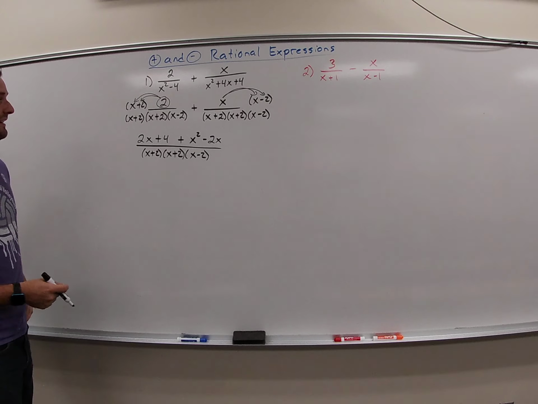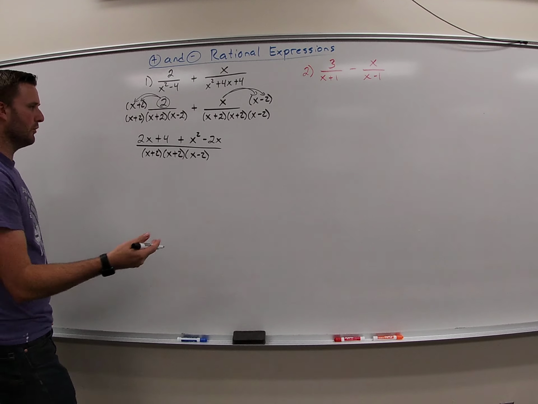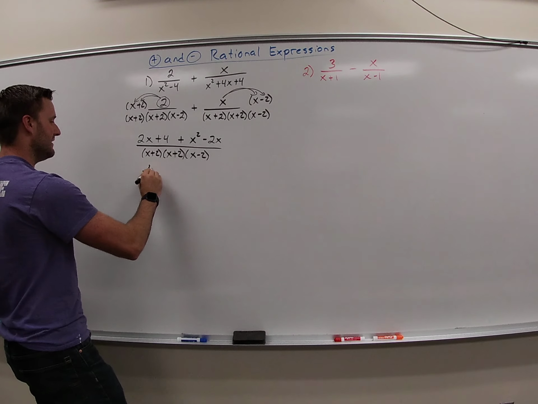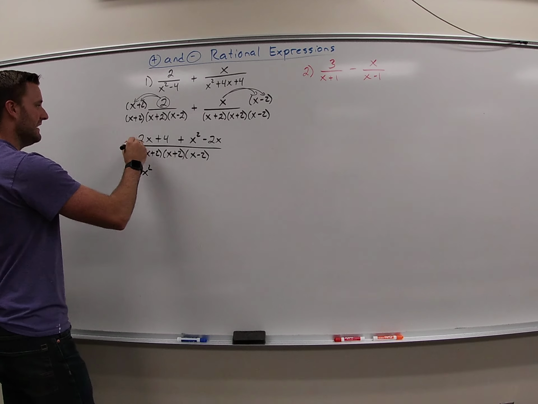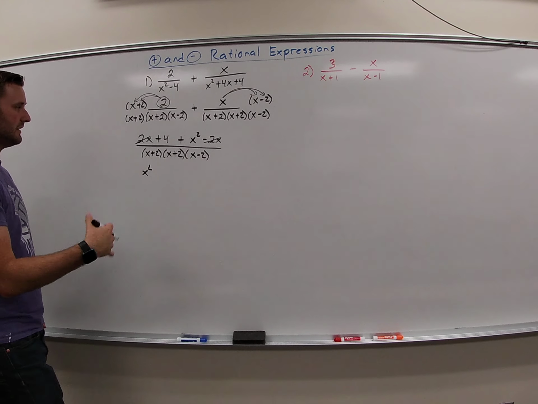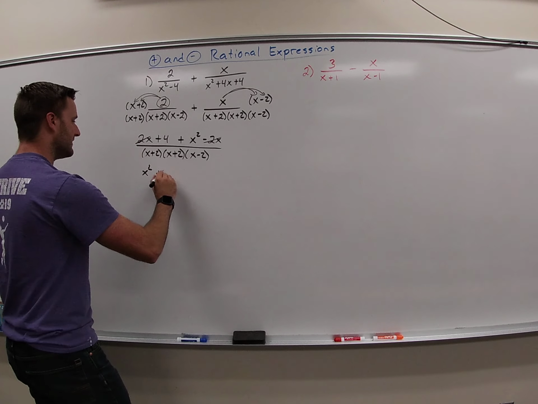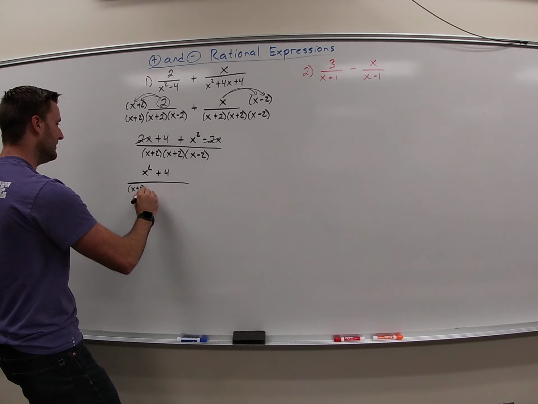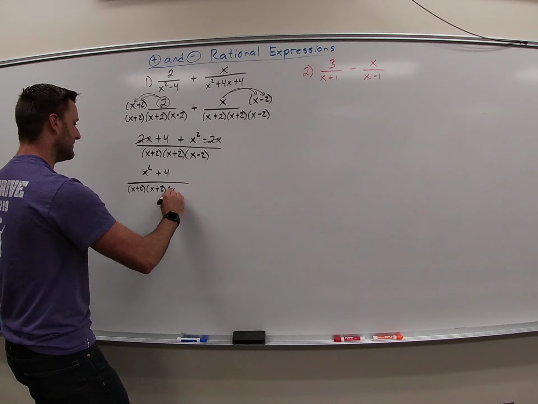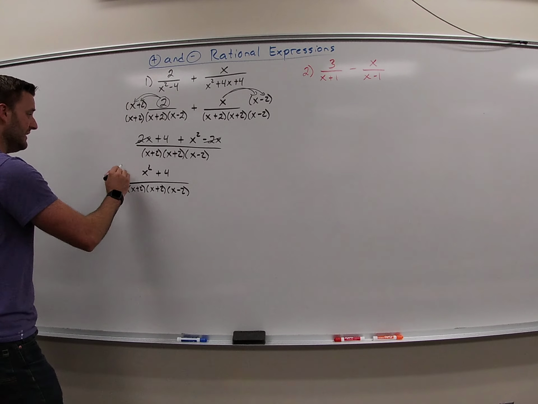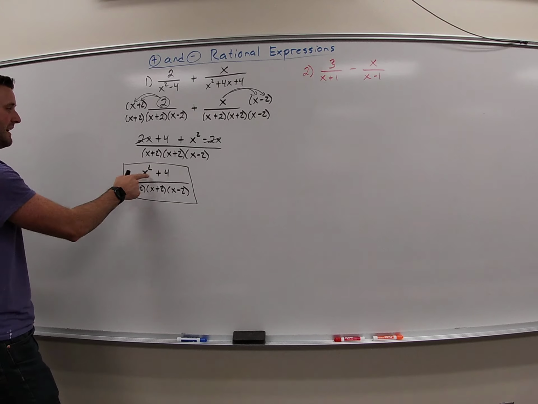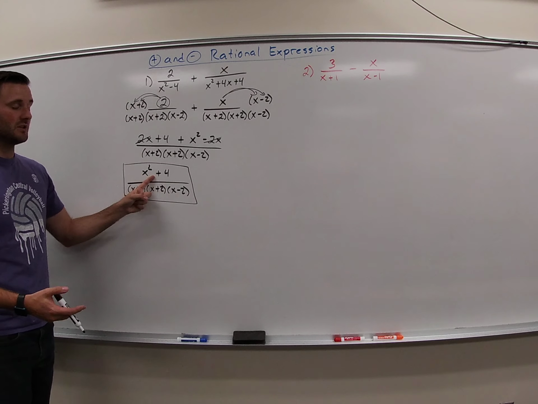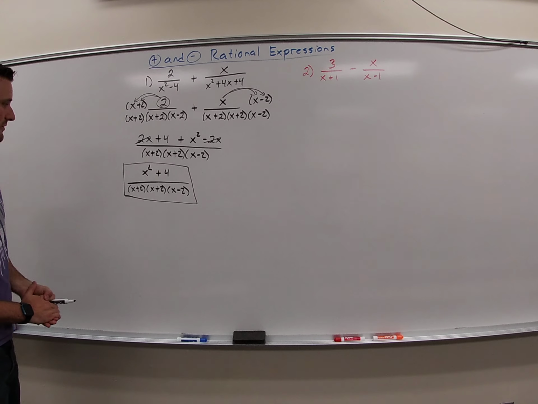But finally, we have to combine any like terms we have. And I want to rewrite this so it's in standard form. So x squared is going to be my first term. This positive 2x and the negative 2x, those cancel out. And finally, I have this positive 4, so plus 4 left over. And then my denominator is x plus 2 times x plus 2 times x minus 2. So this is your answer. This x squared plus 4 is not factorable. We have a difference of 2 squares, but we don't do sum of 2 squares because you get imaginary numbers.